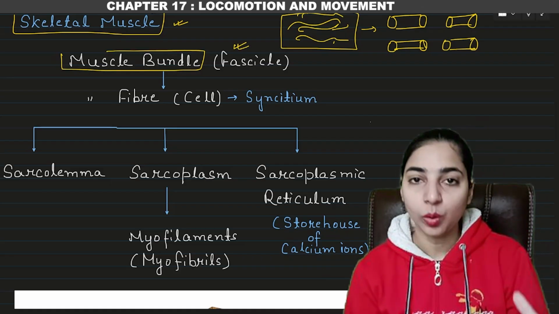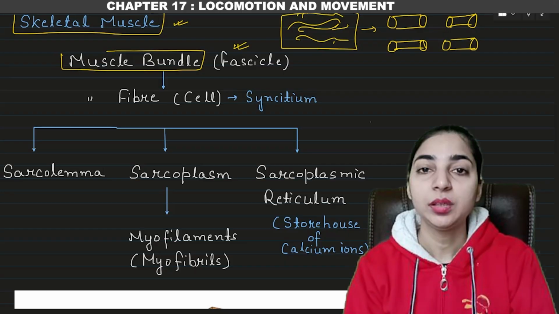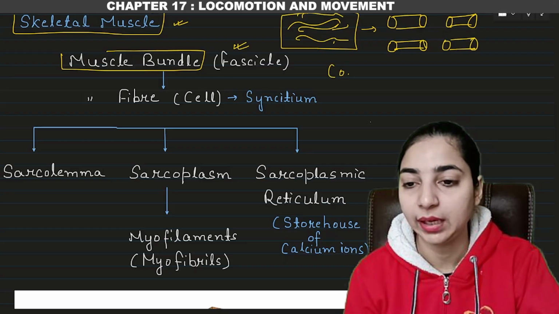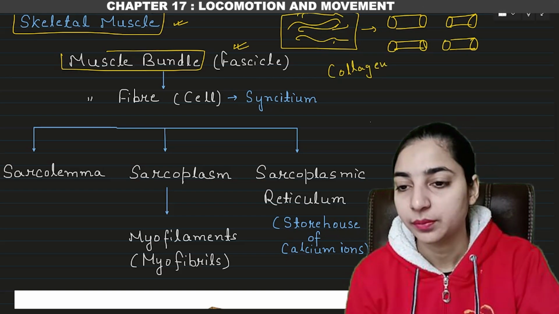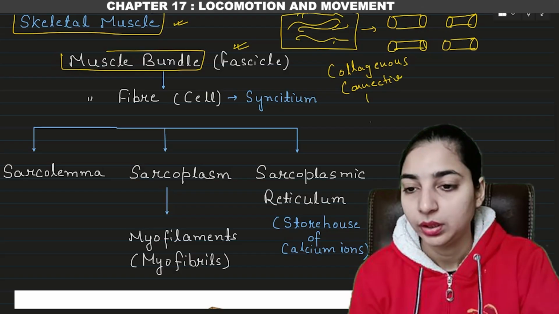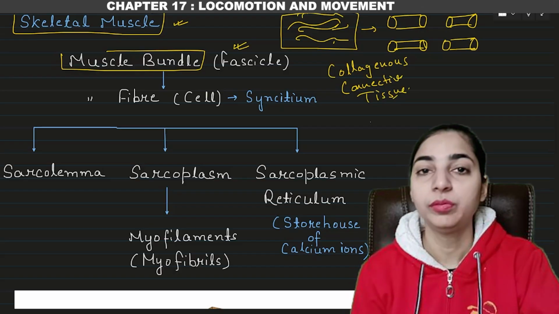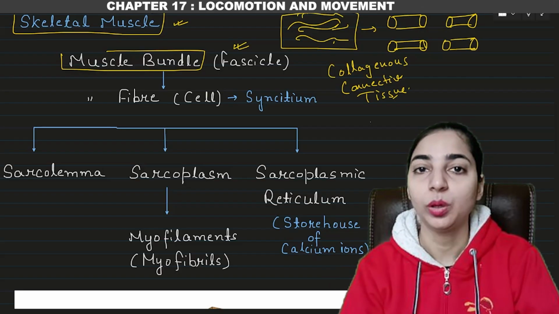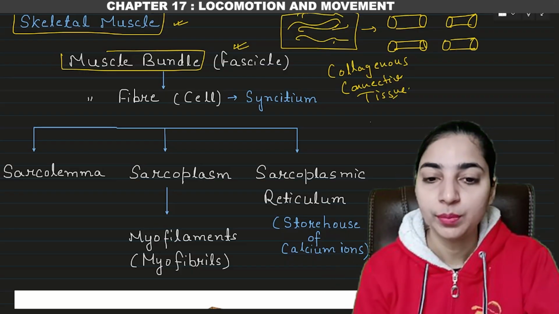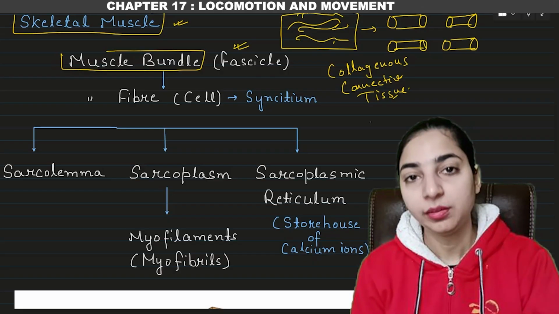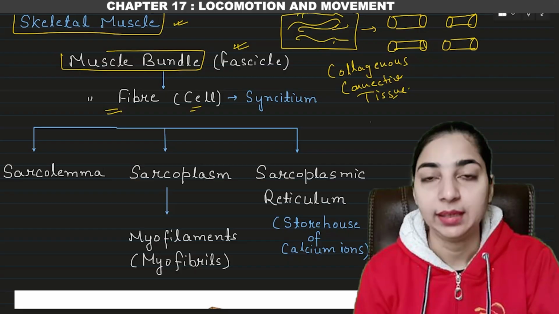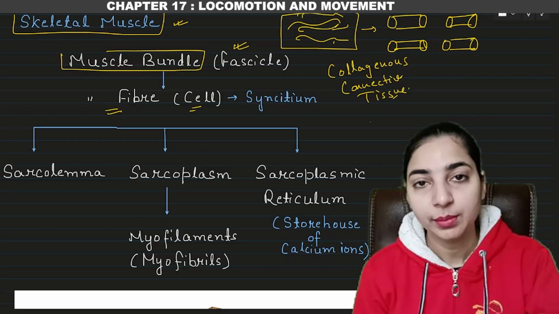Okay. And how are all these muscle bundles joined together? So these are joined together with the help of a common collagenous connective tissue. Okay. So this tissue joins a large number of muscle bundles together to form the organized muscle. Got it? And how are these muscle bundles formed? So these muscle bundles are again formed by a large number of fibers, muscle fibers or muscle cells. Okay. So muscle fiber is a muscle cell.